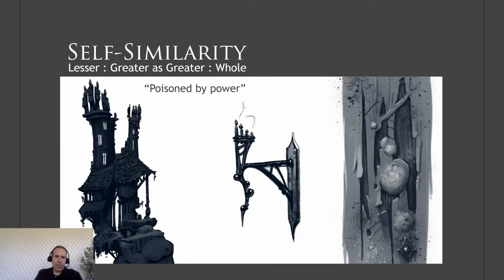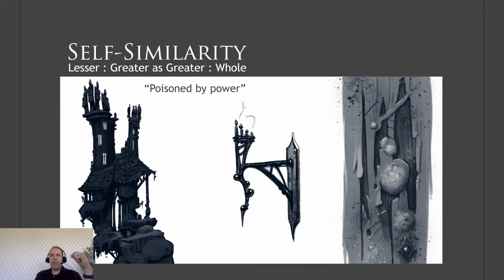What I like about this is that when you look at the larger silhouette, you get this sort of poisoned by power quality. When you get into a closer feature like a sconce that a flame, a torch is going to be in, it continues that idea. But what's interesting is that it's being expressed in slightly different ways. And then when we get down to maybe the texture on the door, we can still have that exact same idea, but now it's going to be expressed very differently.